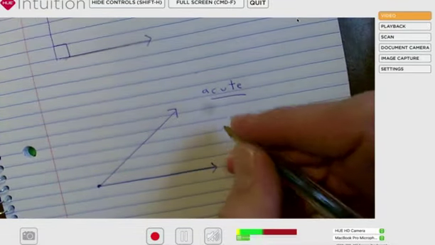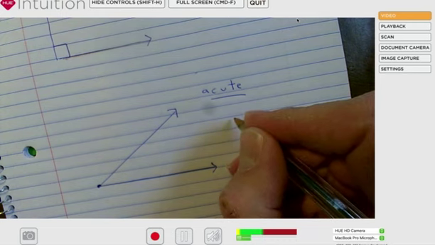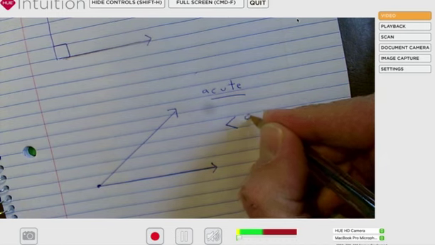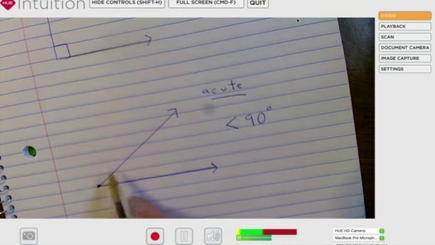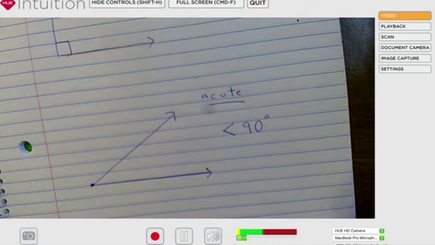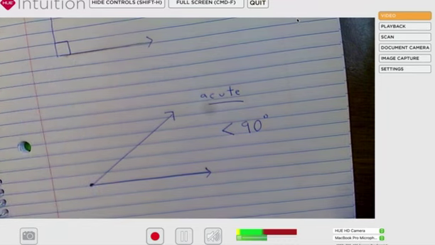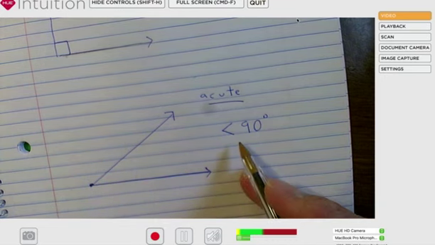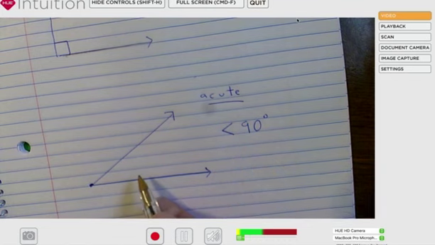You need to know that an acute angle is, let's use the less than symbol, less than 90 degrees. If I was a betting man, I would say this was 40, maybe. I doubt it's 45. It's probably more along the lines of 40. But it could be 89, it could be 87. As long as it's less than 90, it's acute. And this is what an acute angle looks like.